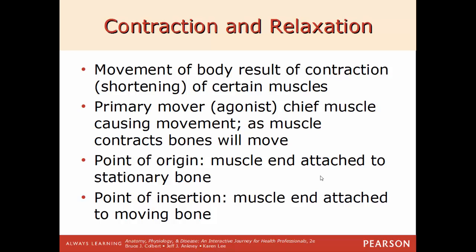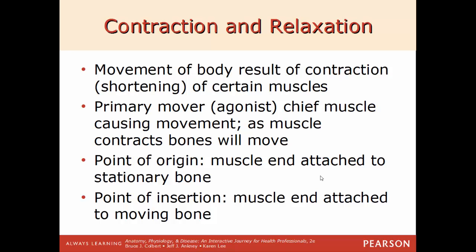All right, next move on to muscle contraction and relaxation. So the way your body moves is the result of certain muscles contracting, or getting shorter. Now the primary mover is the chief muscle that causes the movement. And there's a special term for that, and that muscle is called the agonist. And so as these muscles contract, it causes the bones to move.